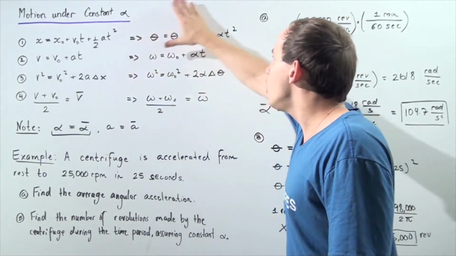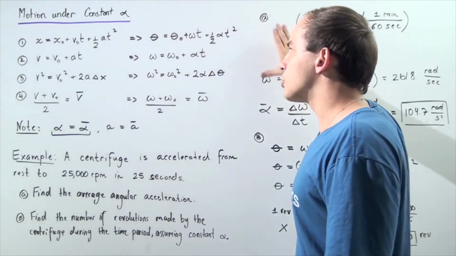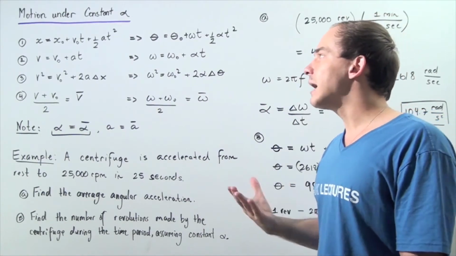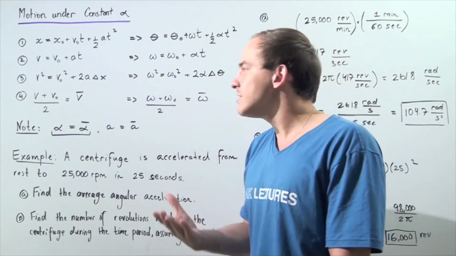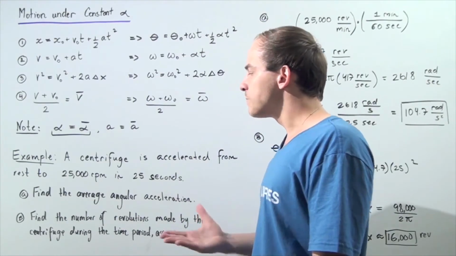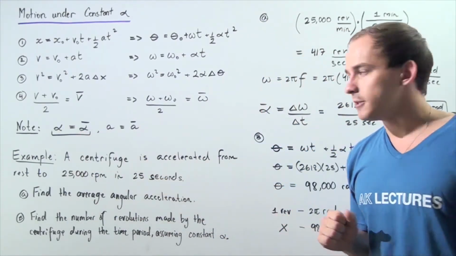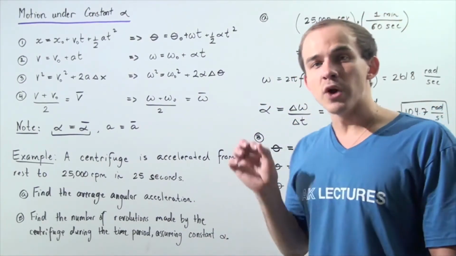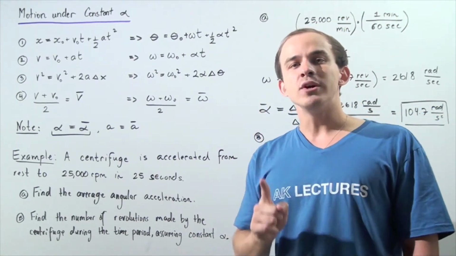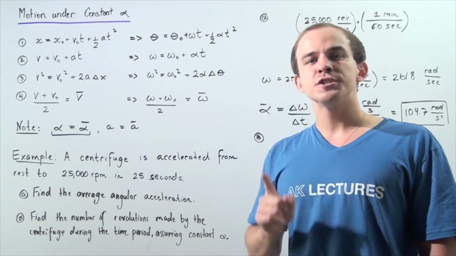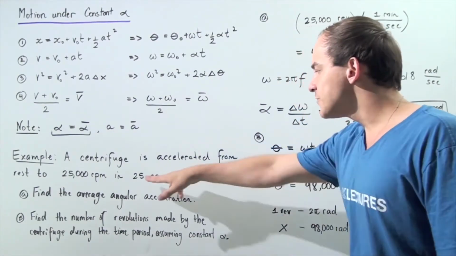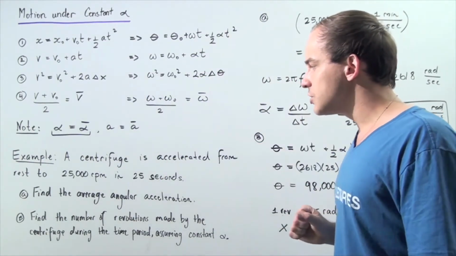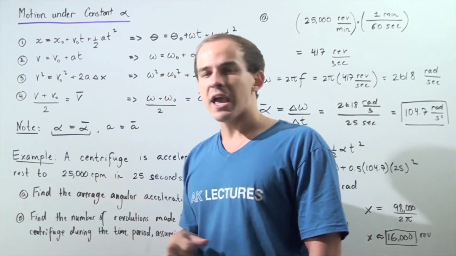So we can basically use these 4 angular motion kinematics equations to help us solve various types of problems involving angular or rotational motion. So let's look at the following example. Let's suppose that a centrifuge is accelerated from rest to a frequency of 25,000 revolutions per minute in an interval of 25 seconds. So using this information and these equations, we want to calculate part A and part B.